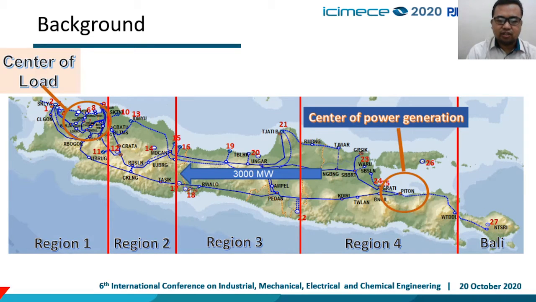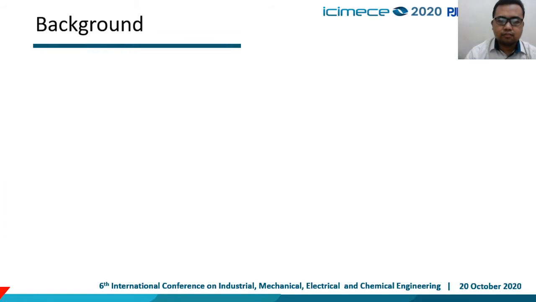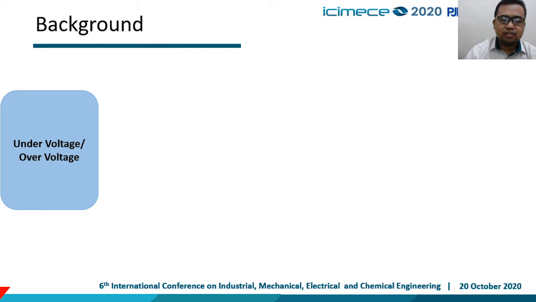This condition causes power transfer up to 3000 MW from eastern of Java to western of Java, and cause under voltage in western of Java. Under voltage occur in peak load and over voltage occur in low load.